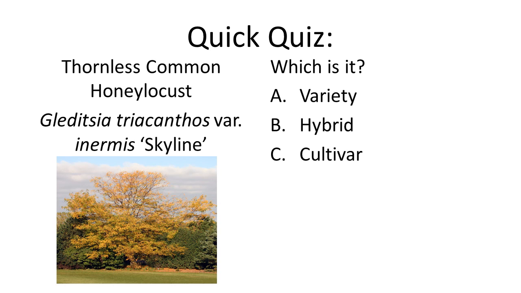And this one, thornless common honey locust. Is this a variety, hybrid, or cultivar? It's another tricky one. This one's both a variety and a cultivar. The abbreviation var. indicates it's a naturally occurring form. In this case, it's a variety without thorns. Because of that, it's been propagated by humans and given the cultivar name 'Skyline', as seen in the single quotation marks.